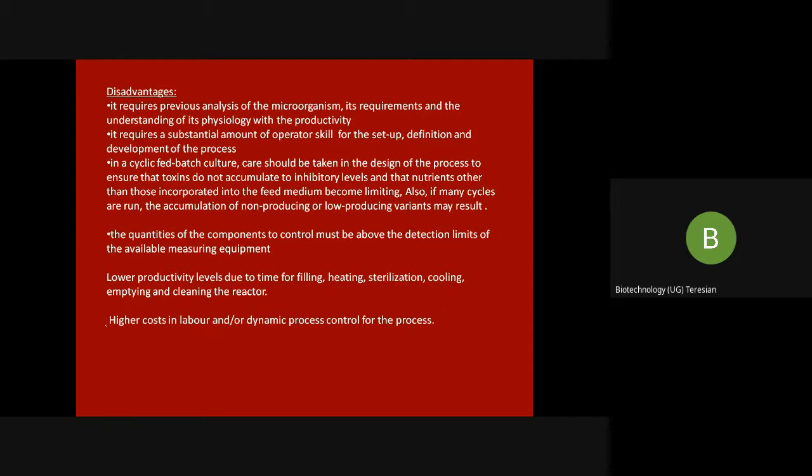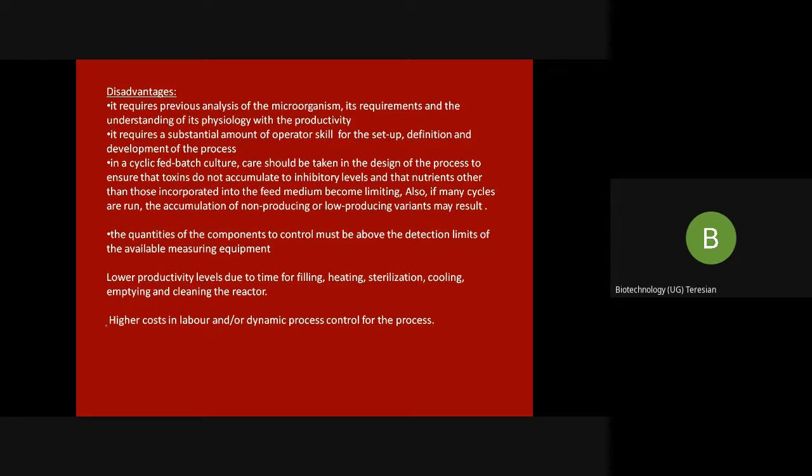You have to be very careful to see there is no accumulation of the inhibitory levels of the nutrients, because all throughout we saw that the nutrients are acting as an enemy there. So that is why we are not adding the complete nutrients, we are adding the nutrients in intervals of time. So you should take a lot of precautions. The quantity of the components to control must be above the detection limits of the available measuring equipment.